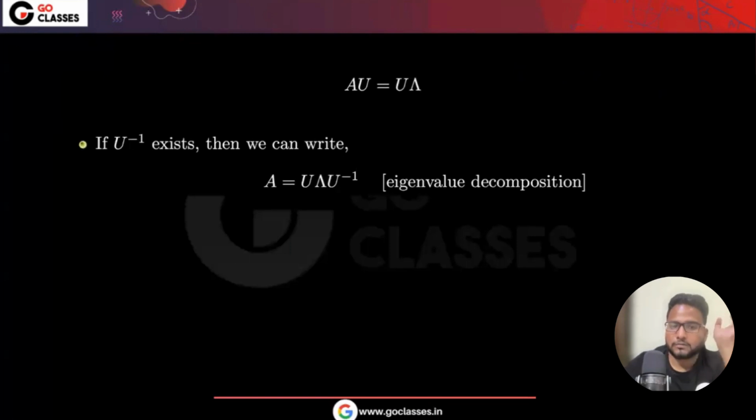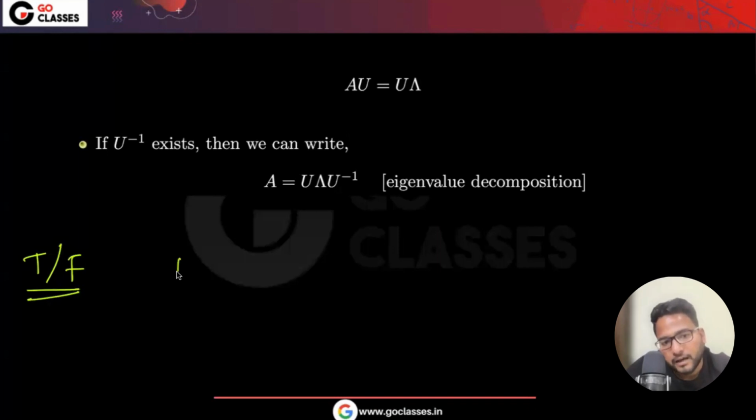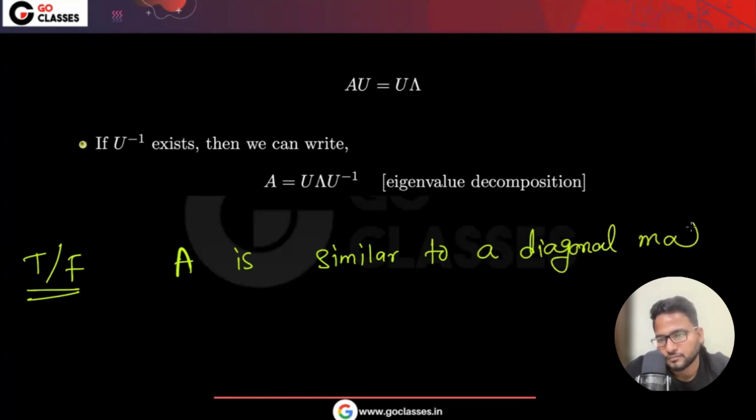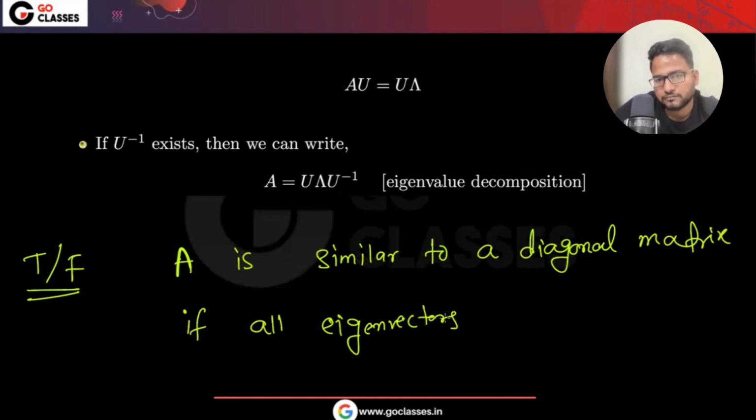Now tell me whether this is true or false. That A is similar to a diagonal matrix if all eigenvectors are linearly independent. Is this true or false? Just think about it. A is similar to a diagonal matrix.